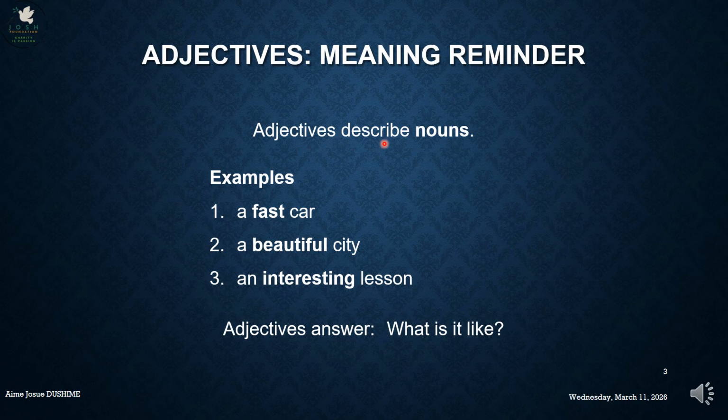Adjectives describe a noun. When you say a fast car, this fast is describing this car. How is this car? It is fast. A beautiful city. An interesting lesson. How is the lesson? It's interesting. How is the city? It's a beautiful city.